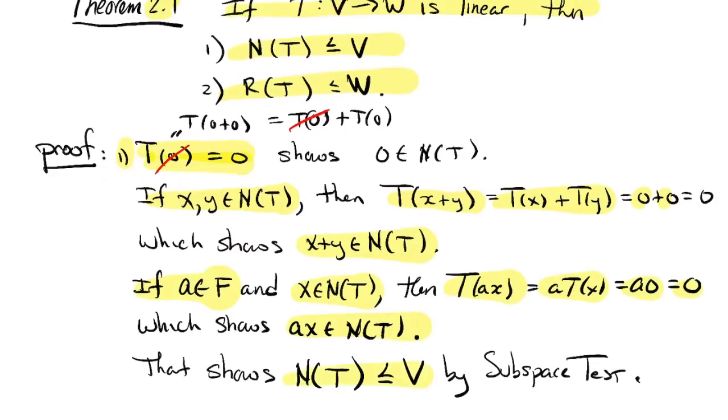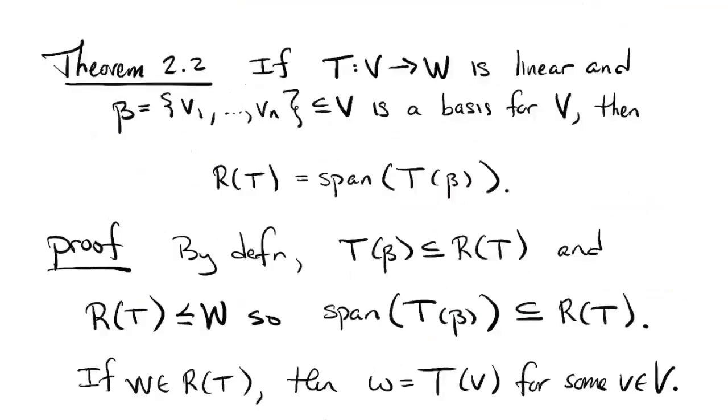All right? I'm going to leave it to you. I've got it written here, but I'm going to skip it. The range is also a subspace, and you prove it by the same three things. You have to show that 0 is in the range, which we've already done actually, that the sum of two things in the range is in the range, and that a scalar multiple of something in the range is in the range. So I'm going to leave that to you.